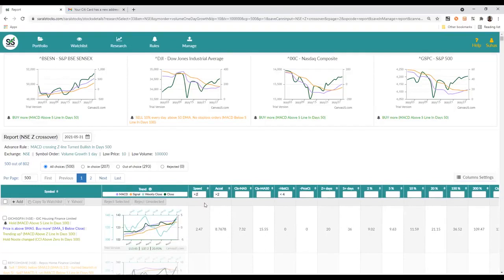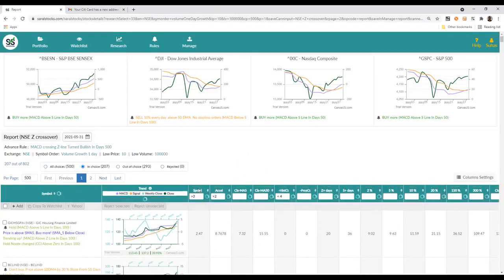Now I want to find only stocks with high speed growth so I can study them for a buy or no buy decision. I set speed of more than 2 and acceleration of more than 2 and also histogram count from MACD as less than 4. I want to now see those stocks that match these column filters. So I click the In Choice button, meaning the stocks that match the criteria of speed 2 and acceleration 2 will be shown here.